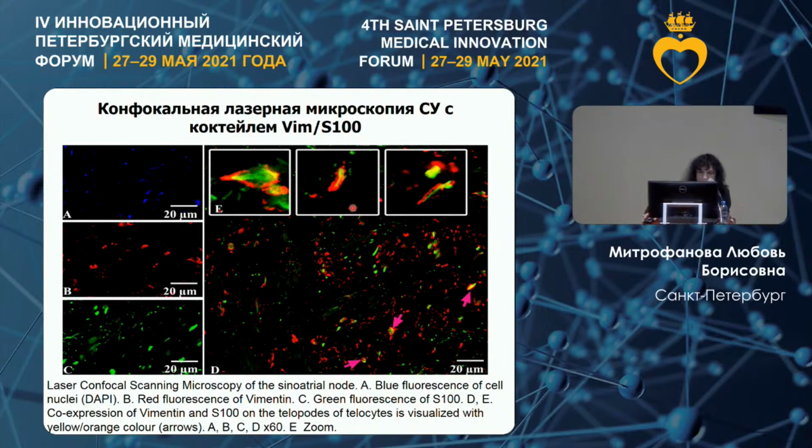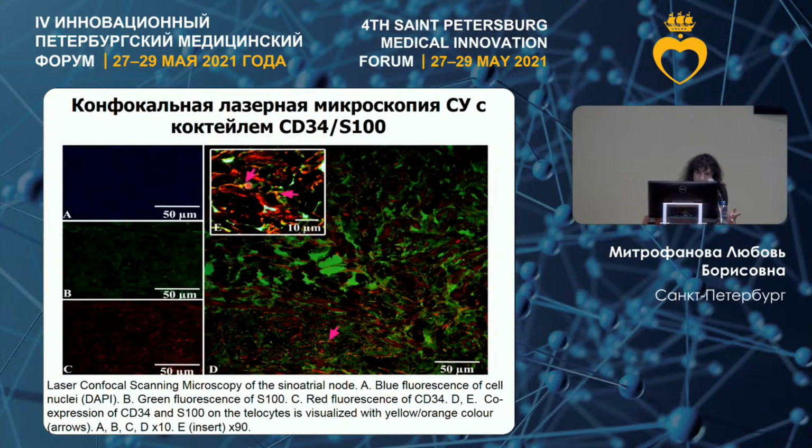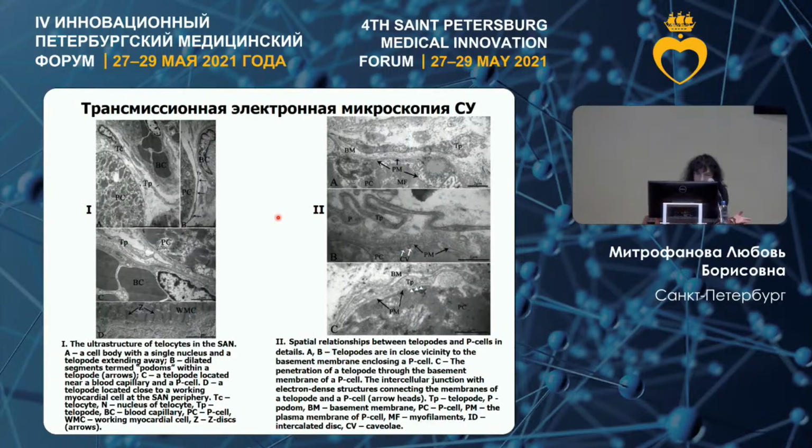Yes, they coincide. It's a double branch of vimentin S100 co-expression of orange and yellow colors. CD34 S100 co-expression of the orange color. Then we got convinced that, yes, true, these are telocytes.